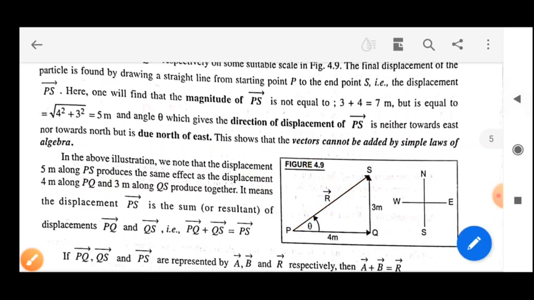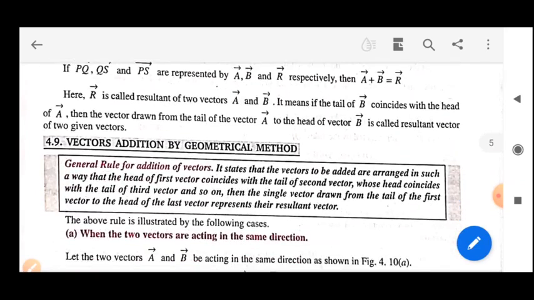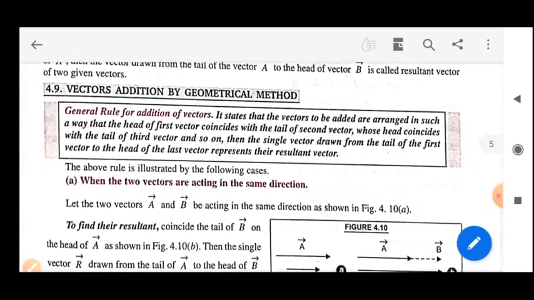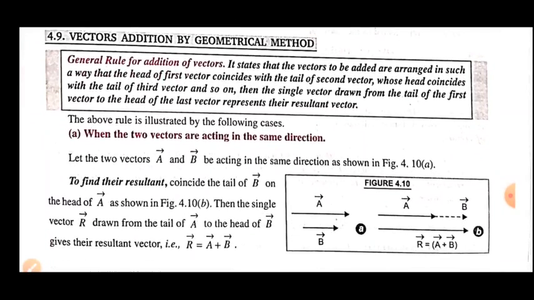So if we use simple mathematical algebra, the vector addition will be wrong. Vector addition cannot be done by the algebraic method, so we use some different methods for this. Let's see now the methods of vector addition.